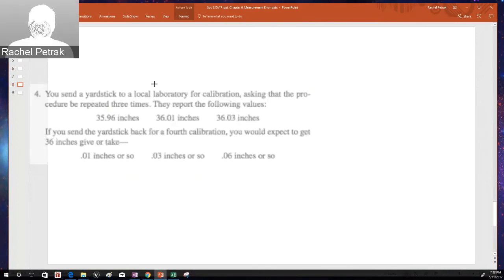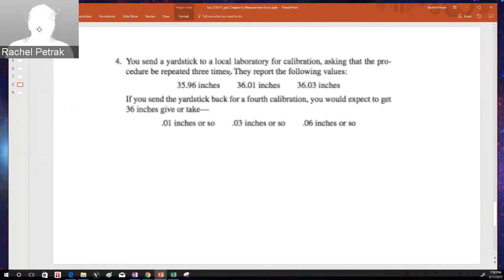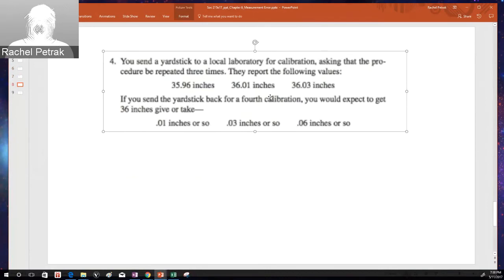Now we've got a yardstick. You send your yardstick to a local laboratory for calibration, asking that the procedure be repeated 3 times, and they report these values. If you send the yardstick back for a 4th calibration, would you expect to get 36 inches, give or take 0.01 inches, 0.03, or 0.06 inches?